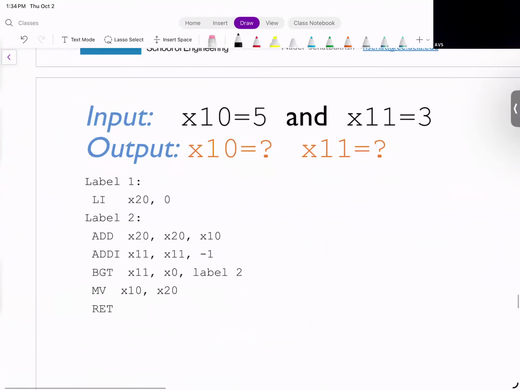All right, so here's another exercise for you. Let's say initially x10 is equal to 5 and x11 is equal to 3. After running this program, tell me what is the final value of x10 and x11. Let's say you start from here, right? So you start from here.